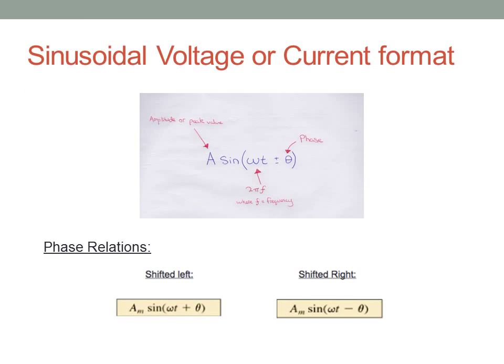The following equation is used to describe the sine wave. If the phase is positive, the wave lags and is therefore shifted to the left. If the phase is negative, the wave leads and is therefore shifted right.